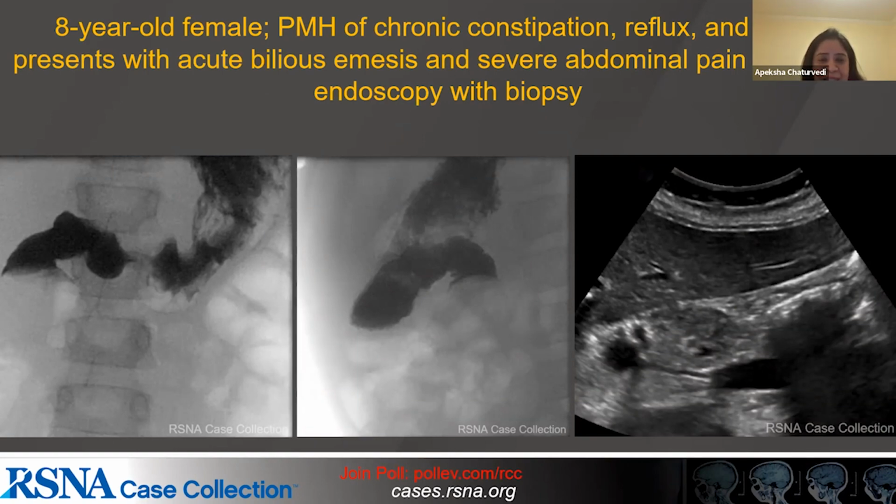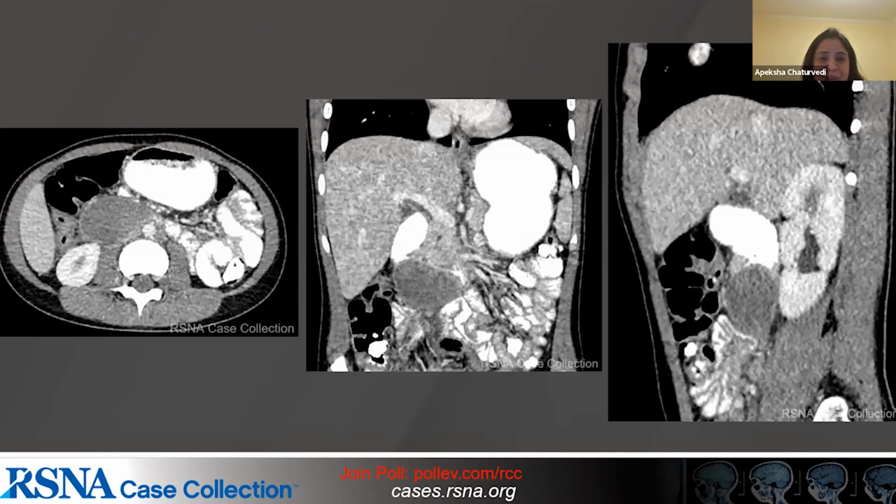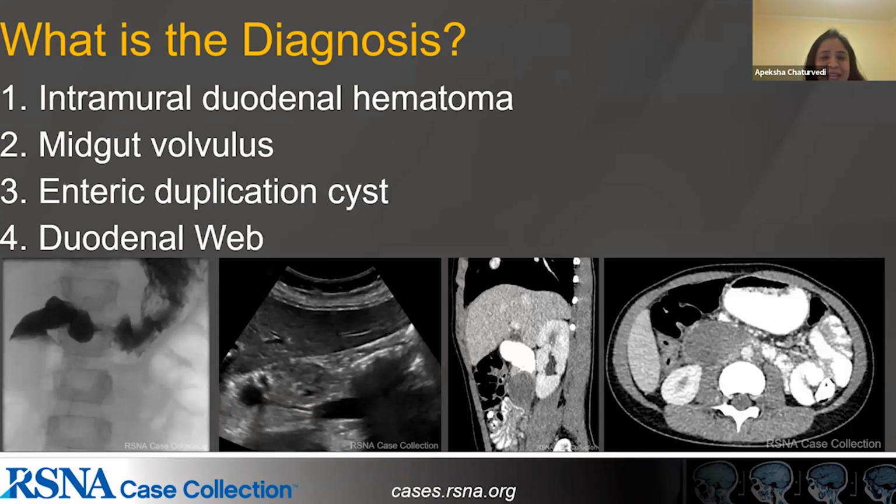Next slide, please. So here we have 3 contrast-enhanced CT images in the axial, coronal, and sagittal plane. And this is the finding that we need to pay attention to. Moving on to the next slide, please. So what is the diagnosis? Is this an intramural duodenal hematoma, midgut volvulus, enteric duplication cyst, or a duodenal web?